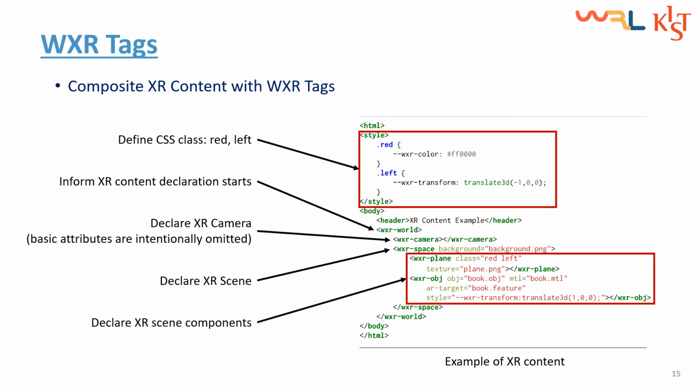This is an example code of XR content that is created with the XXR tags. Within this example, we can see the XXR object tag has an AR target attribute. Its value is a URL for feature information of a book. With this, the AR engine recognizes the real book.